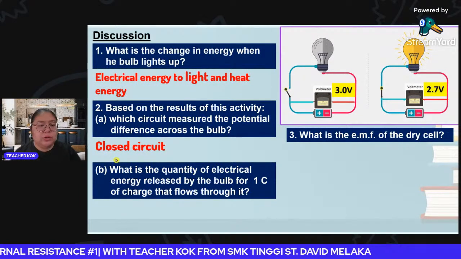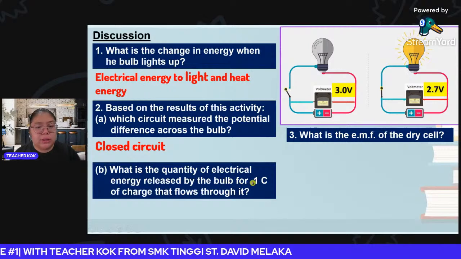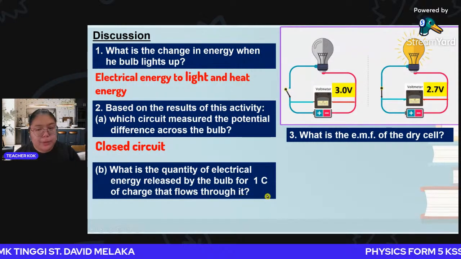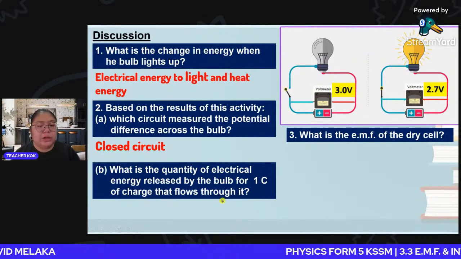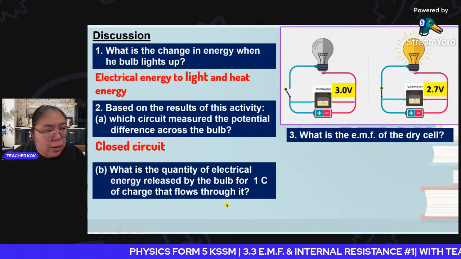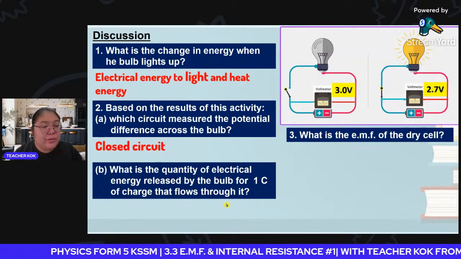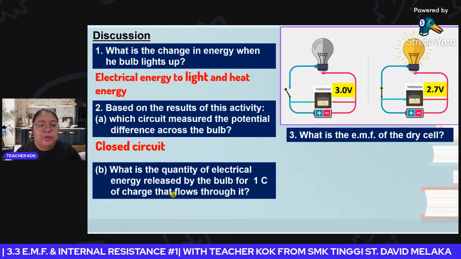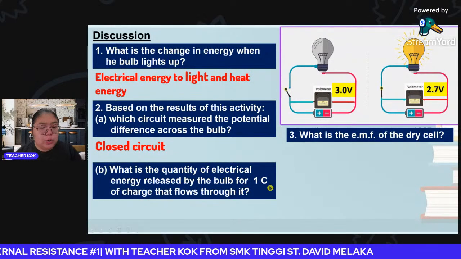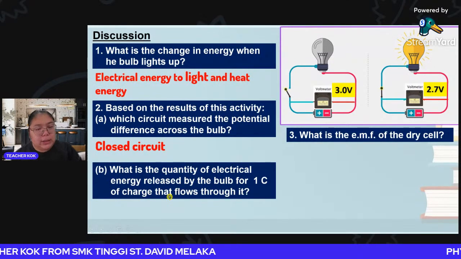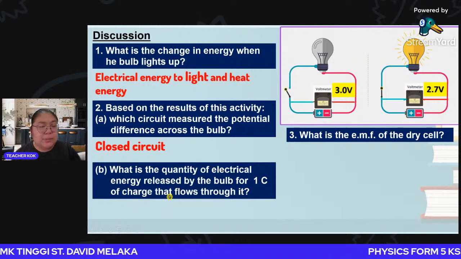Okay, now we go to B. What is the quantity of the electrical energy released by the bulb for 1 coulomb of the charge flowing through it? Actually, this one sentence is what they're talking about. Are they talking about EMF? They say, what is the quantity of electrical energy released from the bulb for 1 coulomb of the charge flowing through it. Flow through it means the whole circuit. So from here, actually, they ask about EMF.